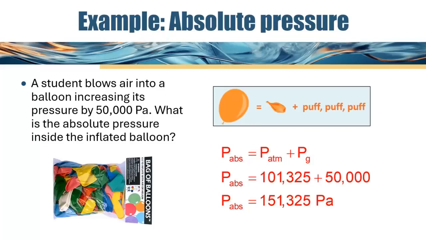So when we look at that in terms of the equation, when you take the balloon out of the bag, there is air in that balloon. Even though it's deflated, unless you hooked a vacuum pump to it and sucked the air out of the balloon, there is some air in that balloon. So in this unblown up balloon, there's atmospheric pressure, 101,325. And then when you blow into the balloon and you add the 50,000 pascals, the total pressure, which is the absolute pressure inside the balloon, is the sum of those two values.